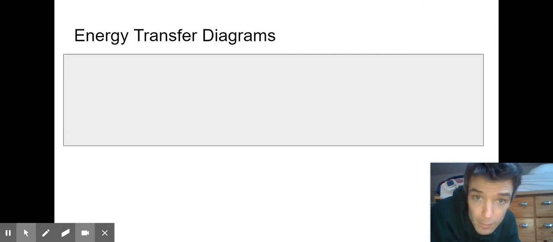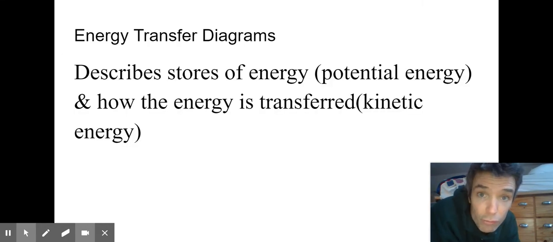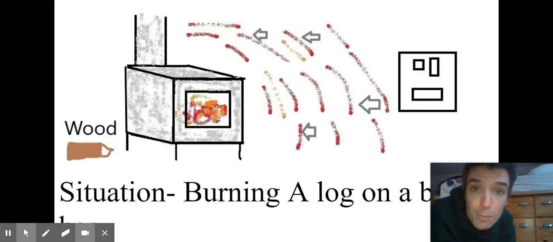Now, these energy diagrams, they show you where the energy gets stored and then how it gets transferred. How it gets stored as potential and then gets transferred into different types of kinetic energy.